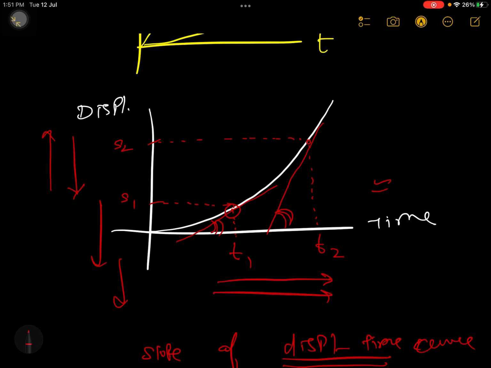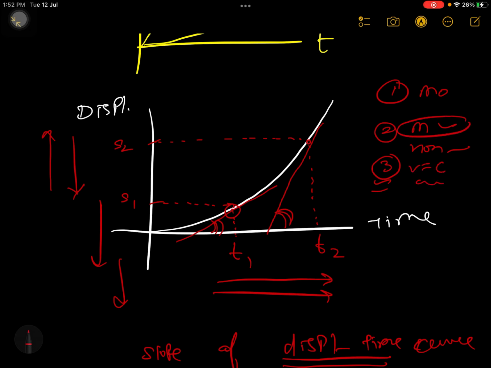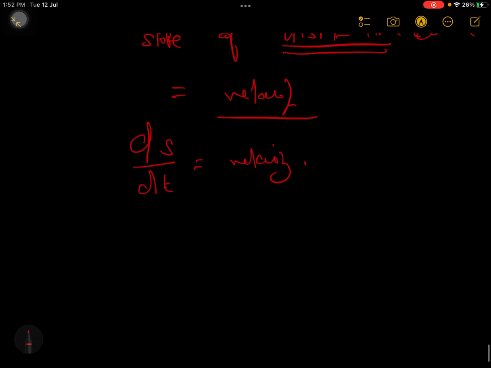Totally clear? So how will you judge? What are the things you should judge in any curve? Any curve, either s-t, v-t, a-t. First thing you should judge: is motion there or not. Next, if motion is there, then is the motion uniform or non-uniform. If the motion is uniform, then of course velocity is constant and acceleration is 0. And if non-uniform, then of course velocity will not be constant and acceleration will not be 0. So the same thing will happen here.